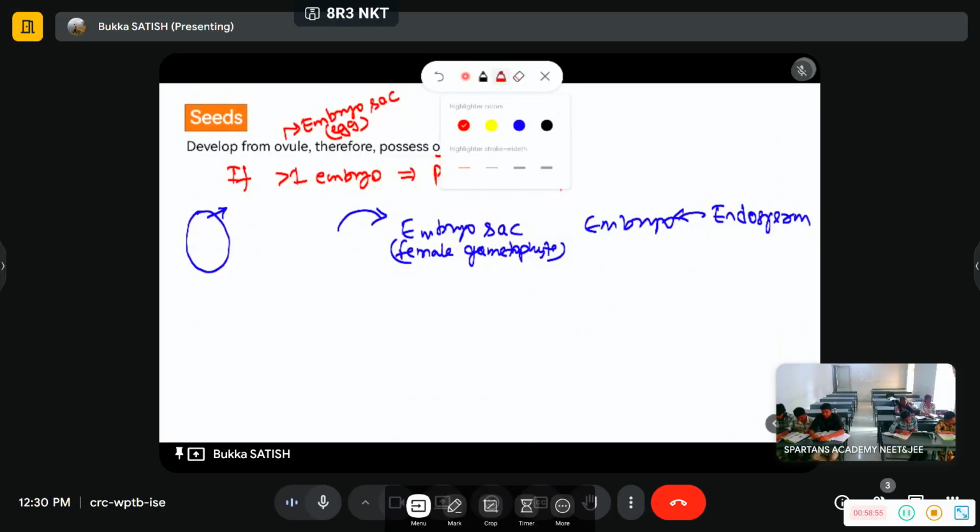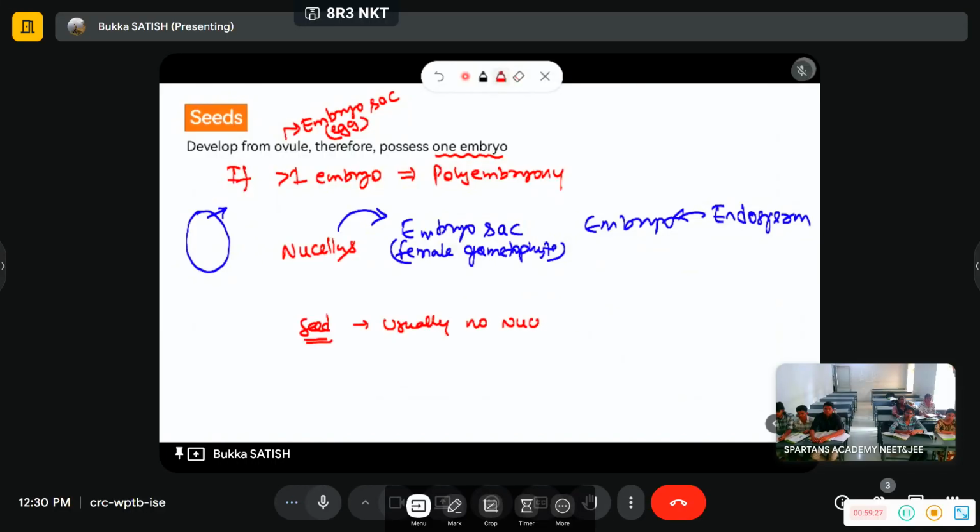Okay, so it is the nucellus who actually provides nutrition to the embryo sac. At least learn that nucellus is the tissue that provides nutrition to the embryo sac, the female gametophyte. In most cases, nucellus will be completely utilized by the embryo sac during its development. Therefore, after fertilization, once the seed is formed, usually there is no nucellus. Usually nucellus will not be there inside the seed. Why? Because it is completely utilized by the embryo sac.